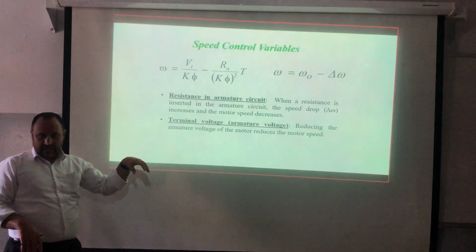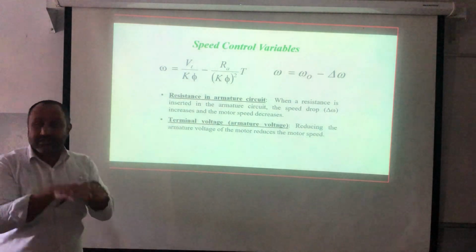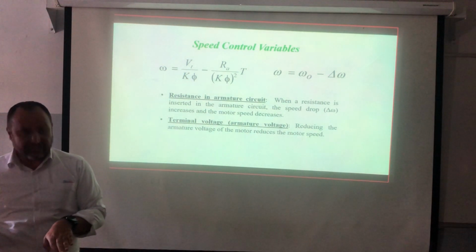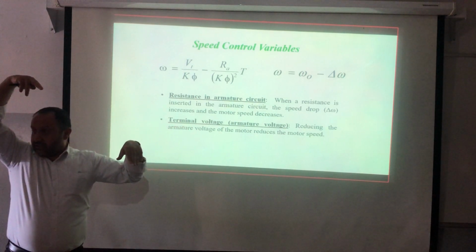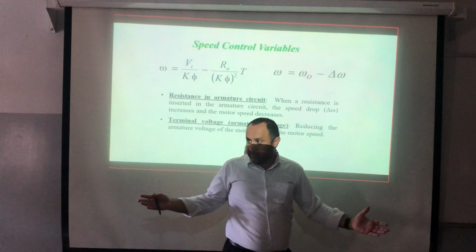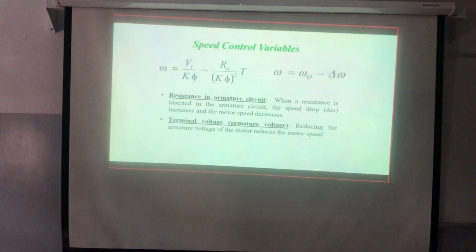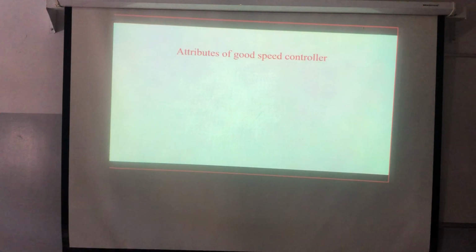So the only possible scenario is to reduce the flux, and this is what we call flux weakening. I'm reducing the field, weakening the field. This means that I will control the speed above the base speed, or the rated speed. Sometimes I need to do that. The last one is the field, and here I will reduce only the field voltage, which will reduce the flux, and the motor speed will be increased.